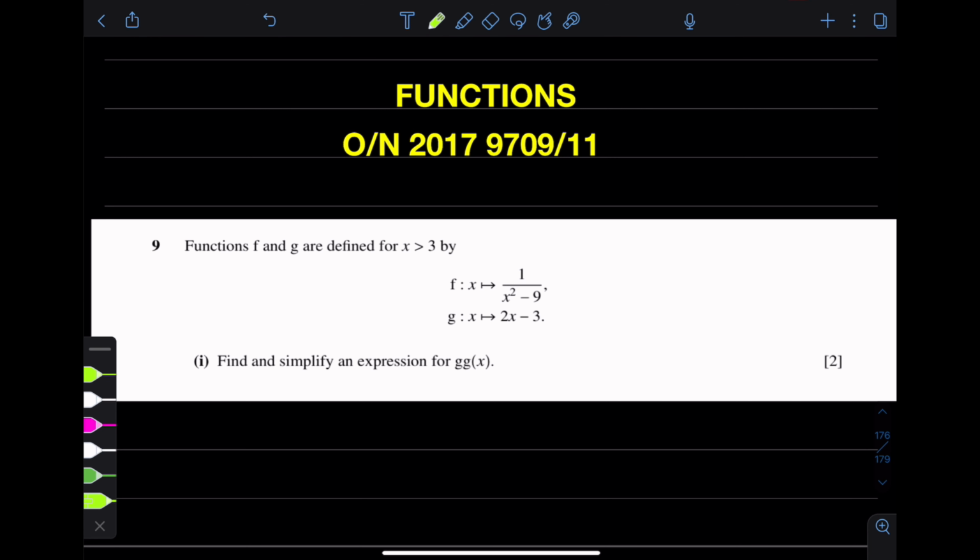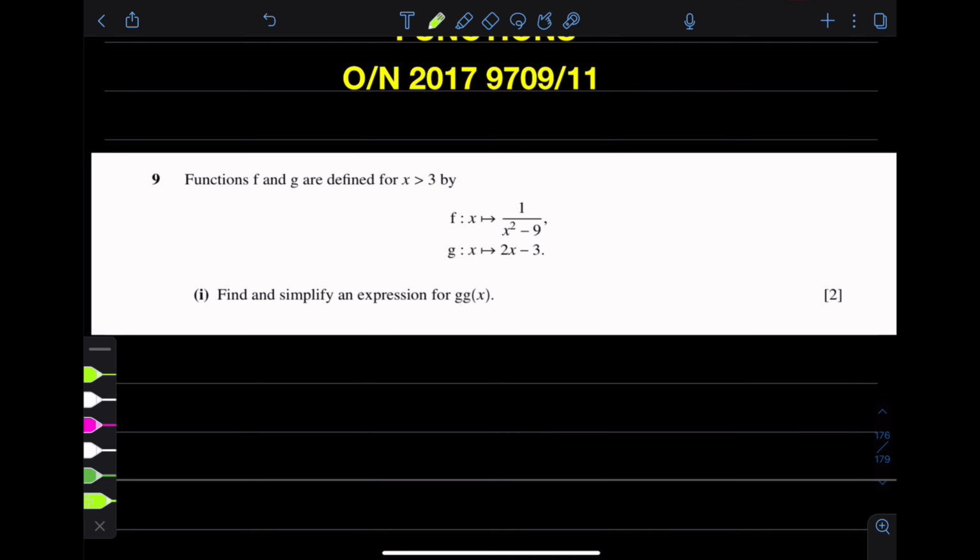November 2017, variant 11, question 9. Functions f and g are defined for x greater than 3. f(x) is equal to 1 over x squared minus 9, g(x) is equal to 2x minus 3. These are two functions, f(x) and g(x). The domain for both functions is x greater than 3.